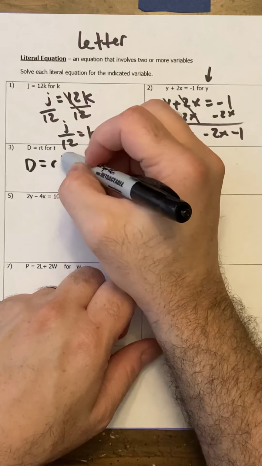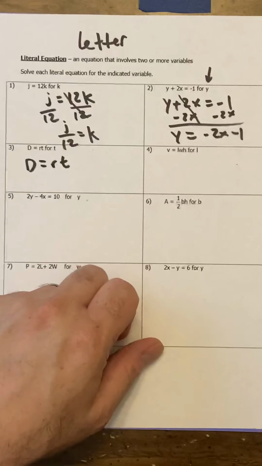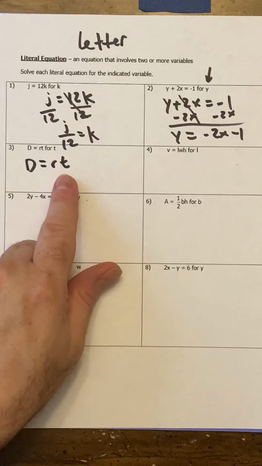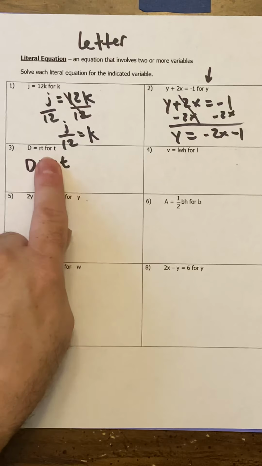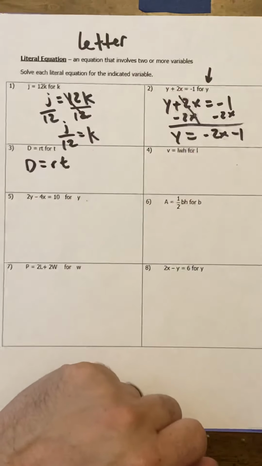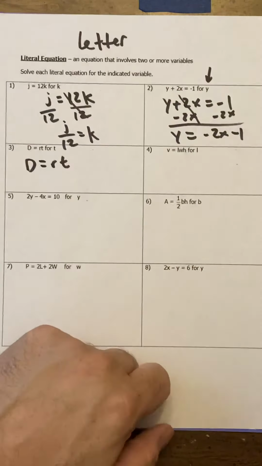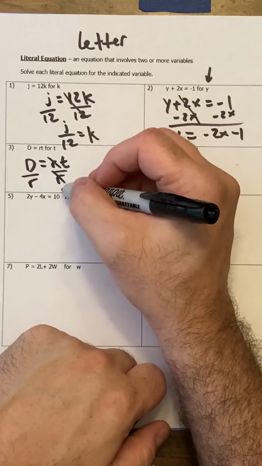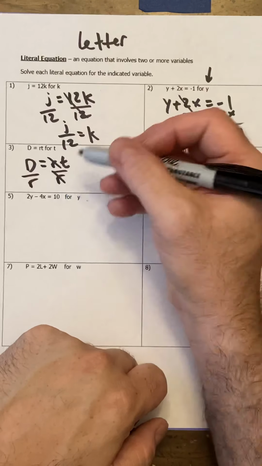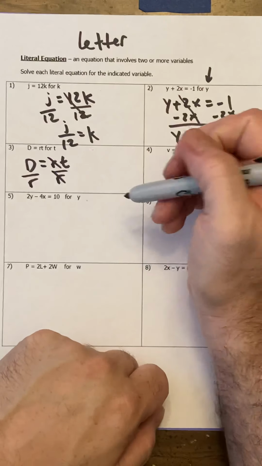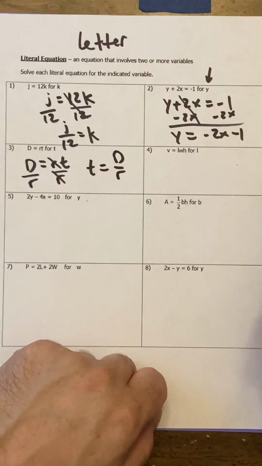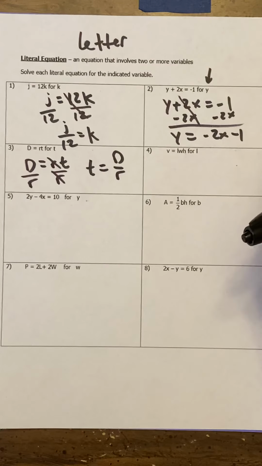Now, what they want us to do here, excuse me, they want us to get t by itself. So right now the r is next to the t. How can I get rid of the r? I just can't cross it out. I just can't erase it, but I can divide it. And when I divide it, the r divided by r becomes 1. The r's essentially cancel out because they divide out, and we get t equals d over r. So we've gotten t by itself.